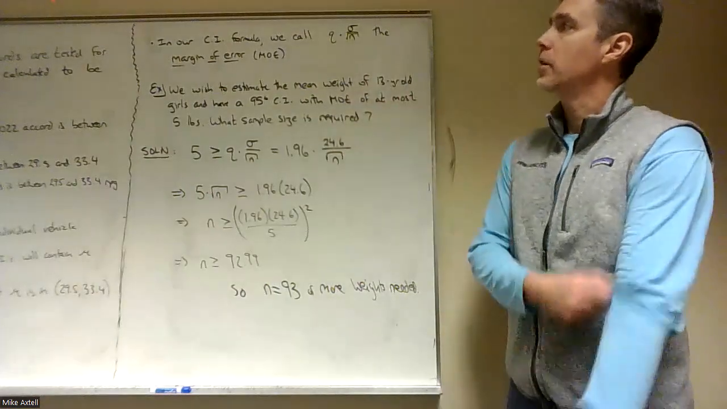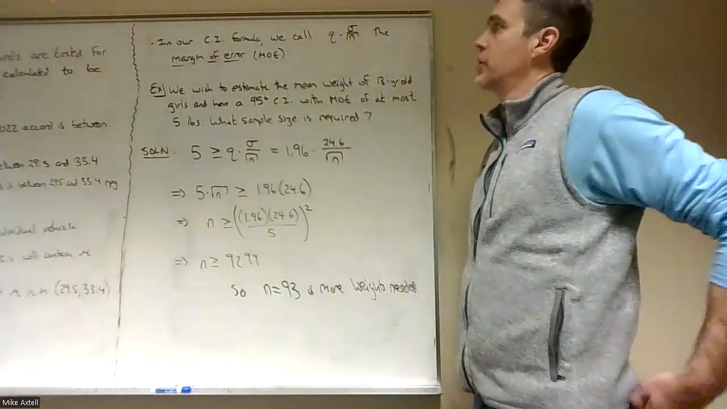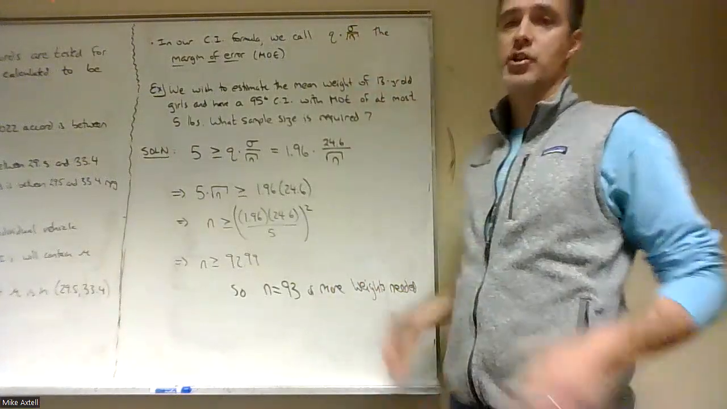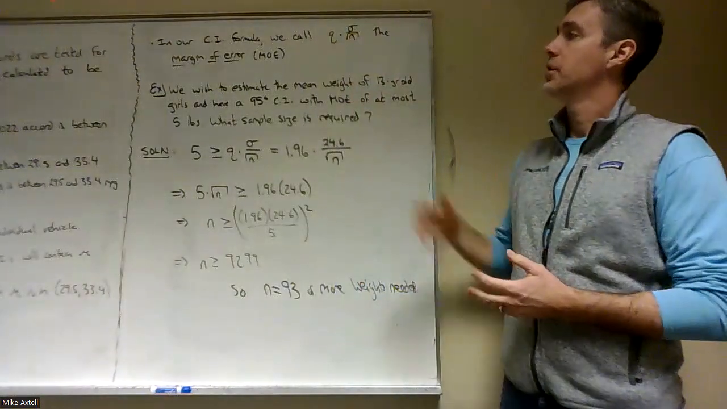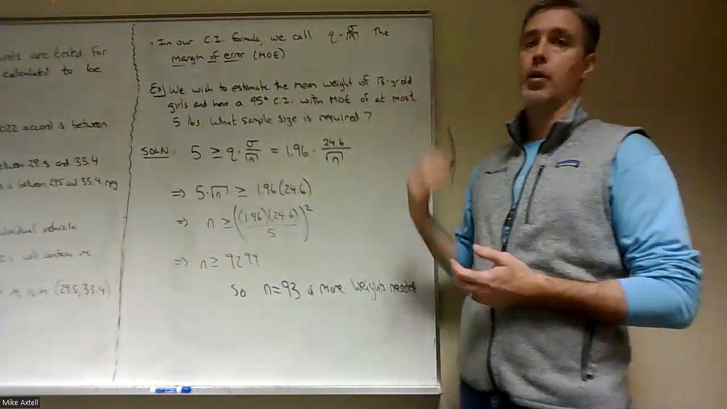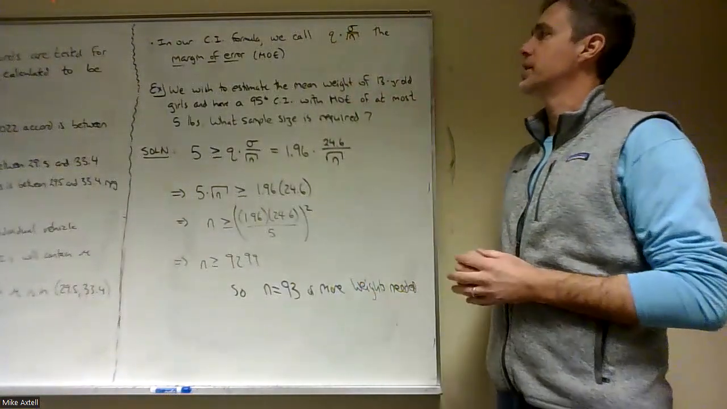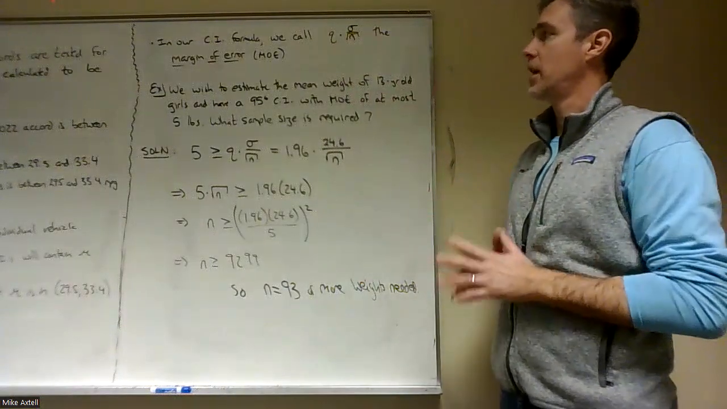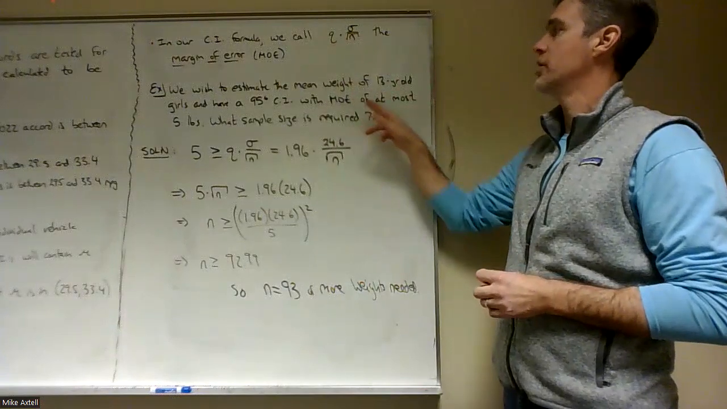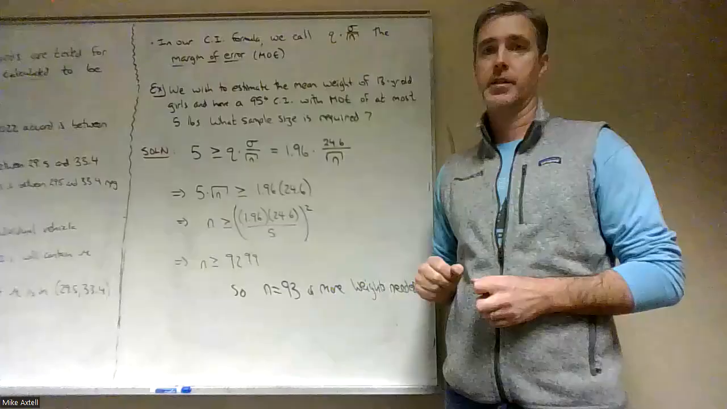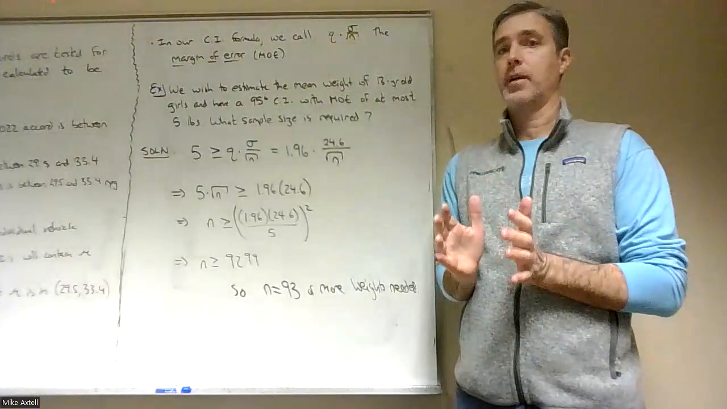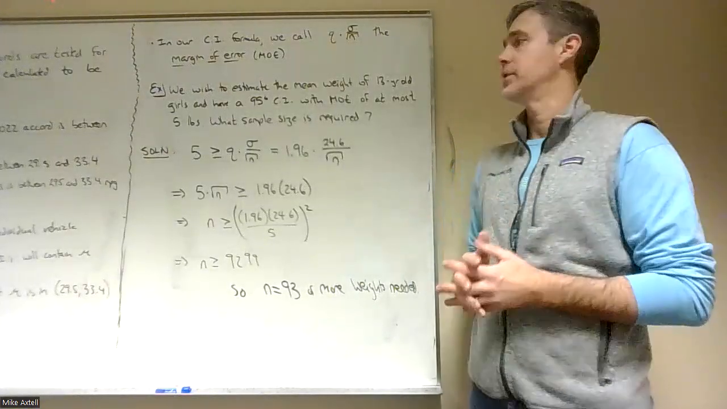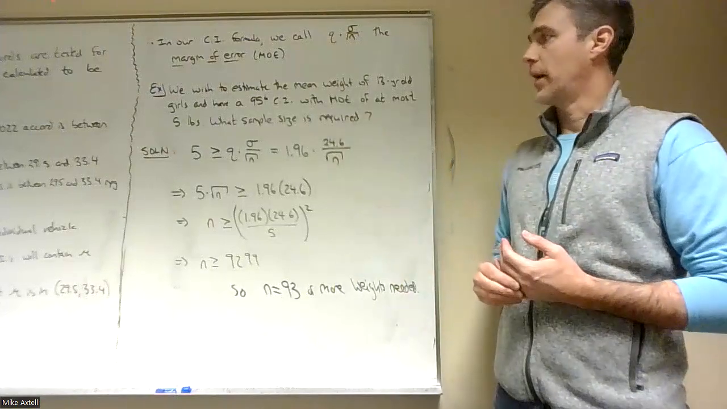So to repeat, in our confidence interval formula from the first video, we called the quantile times sigma over root n the margin of error, all right? So let's use that margin of error, the MOE. Let's say we wish to estimate the mean weight of those 13-year-old girls and have a 95% confidence interval with a margin of error of at most 5 pounds. So that's the zone I want to have, a plus or minus 5 pound confidence interval. What sample size is required?